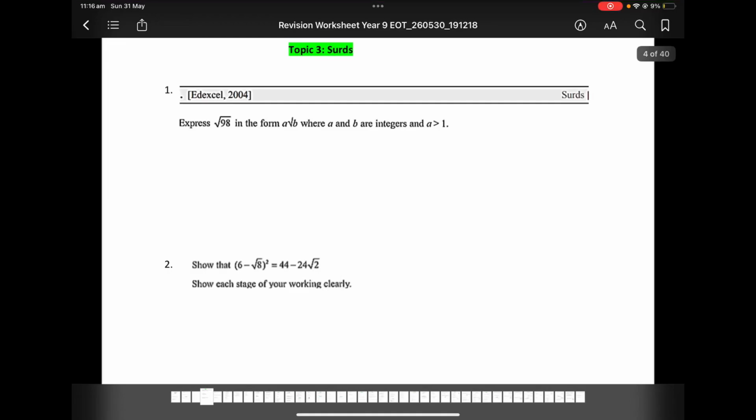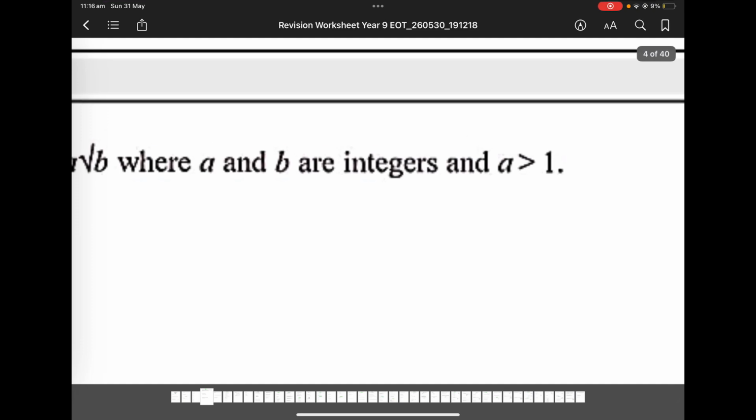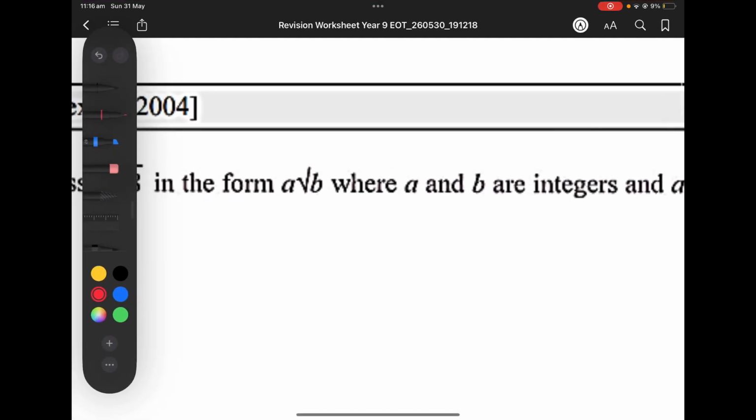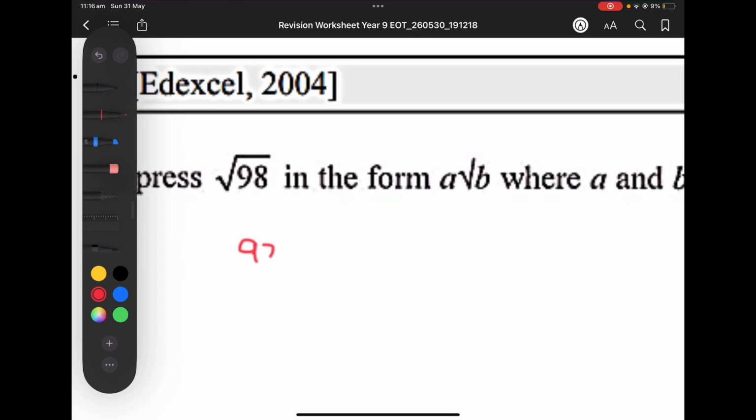Okay, now moving ahead with the Surds topic, what do we see in here? Express 98 in the form of a root b, where a and b are integers and a is greater than 1. So 98 is the number that is given to me, right? When the number 98 is given, what do you have to do? You have to go with prime factorization. You have to use prime numbers to find the factors of that particular number.